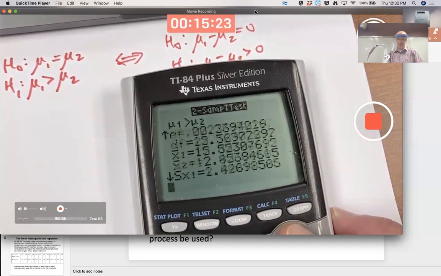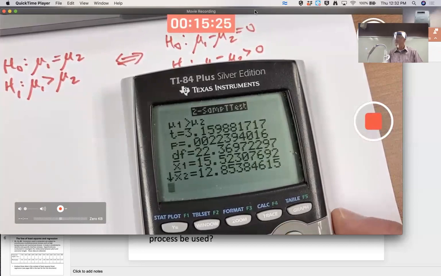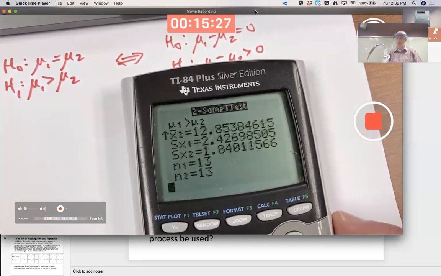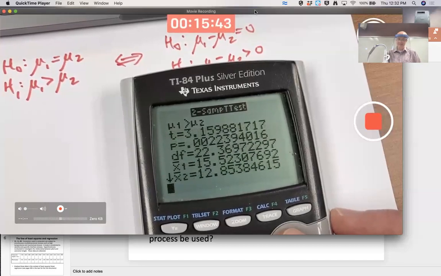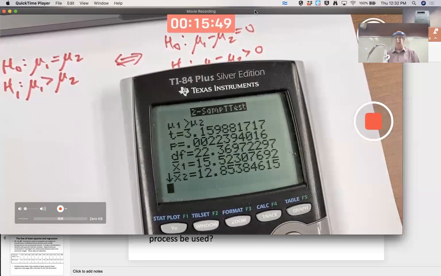And do notice 22 degrees of freedom is different, even though n1 and n2 are the same. It's different than n1 plus n2 minus 2, which would be 24. If we assume the variances were equal, and we did that degrees of freedom, we get 24 degrees of freedom. The Smith-Satterthwaite is giving us something smaller. It's being a little bit more conservative, you might say. And we could also round down to 22.